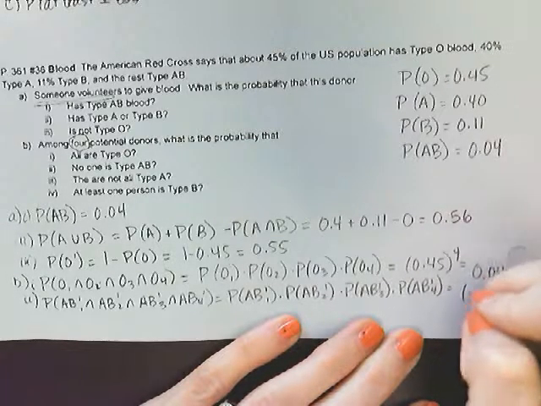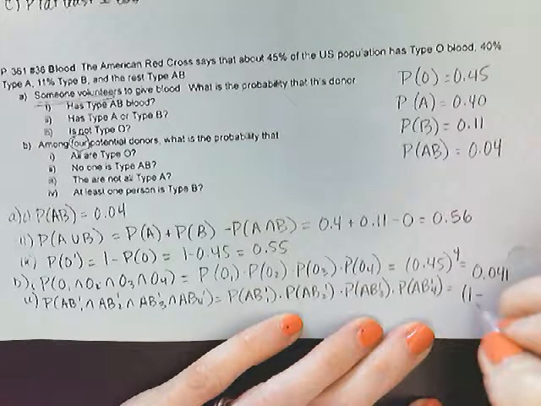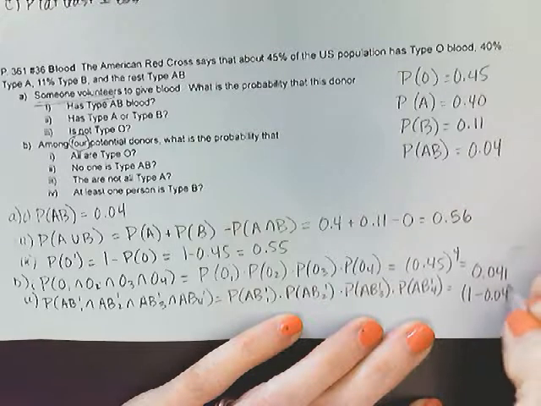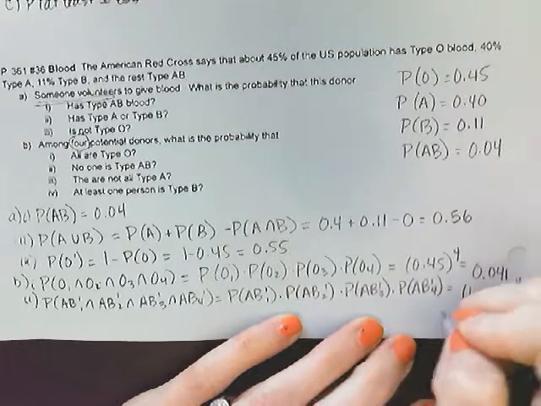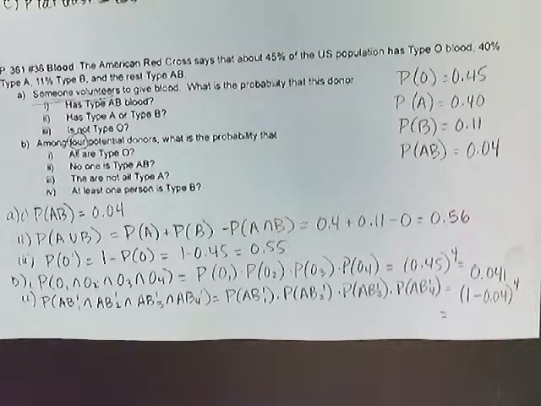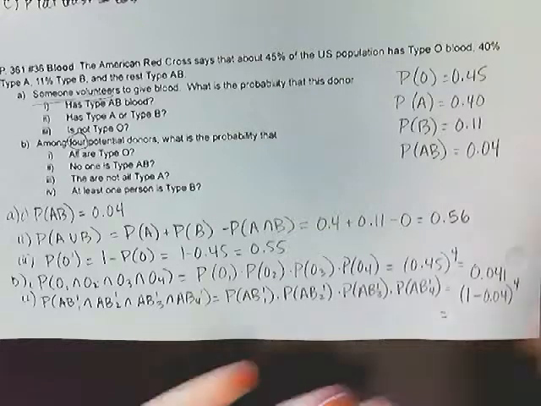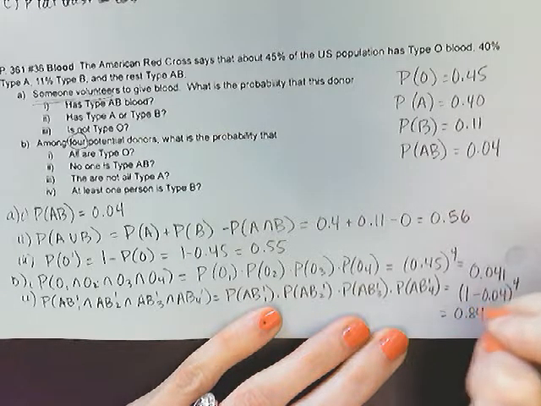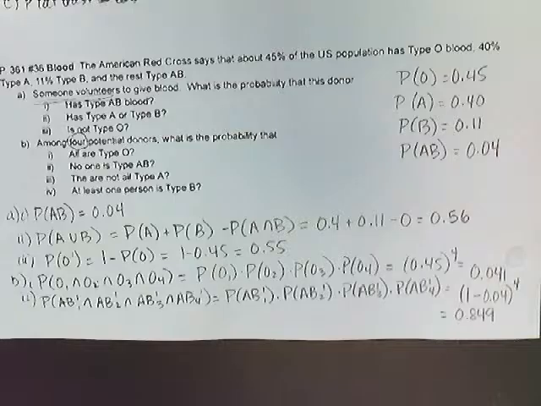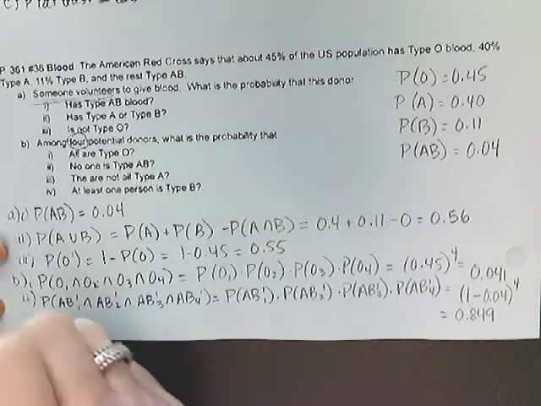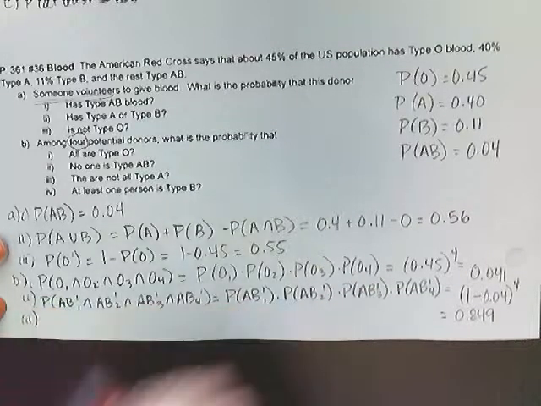And so that's 1 minus AB, which was 0.04. That's raised to the fourth. So what do we get with that? 0.849. Okay, so 0.96 raised to the fourth, correct? Okay. What's my third one?